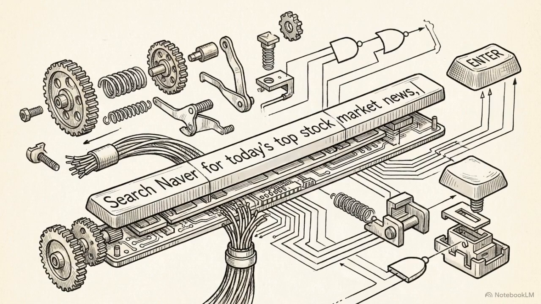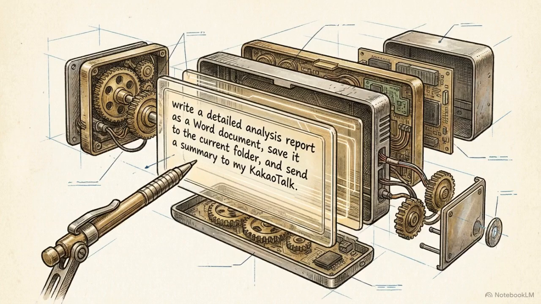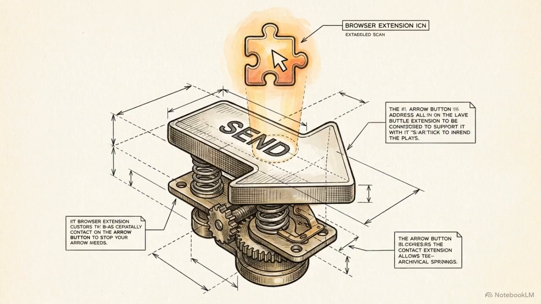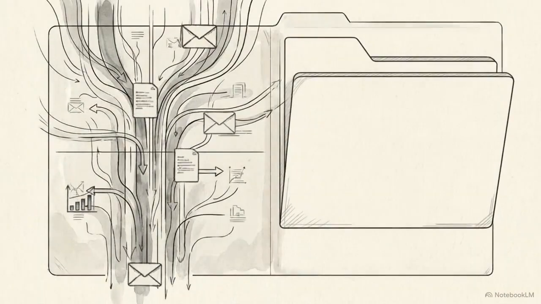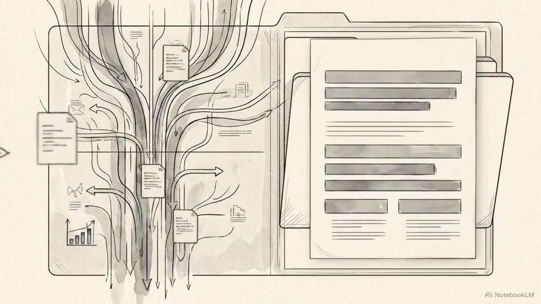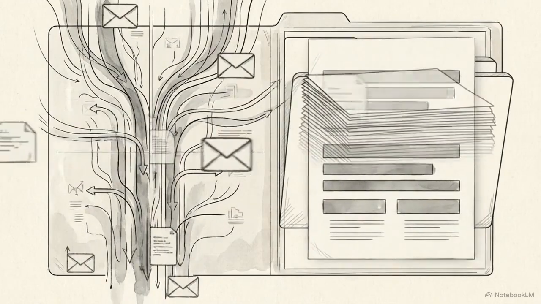Let's put the agent to work. In the Co-work chat, type, "Search Naver for today's top stock market news. Write a detailed analysis report as a Word document, save it to the current folder, and send a summary to my Kakao Talk." Hit Enter. Claude uses the Chrome extension to read the news, processes the data through the MCP connection, and builds a fully formatted Word document right on your hard drive.